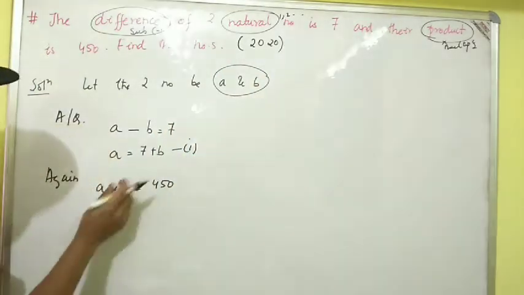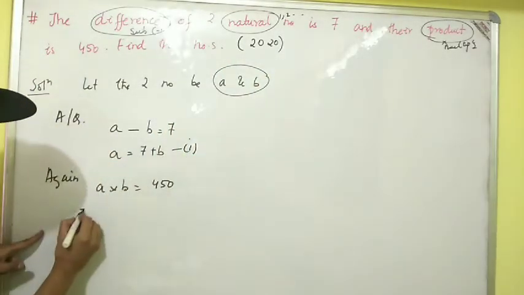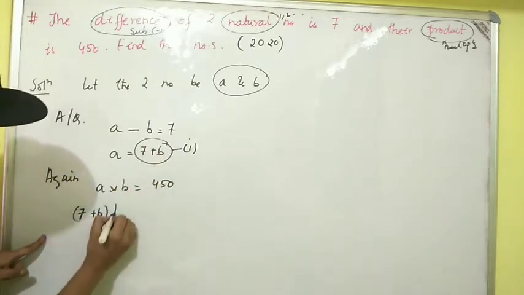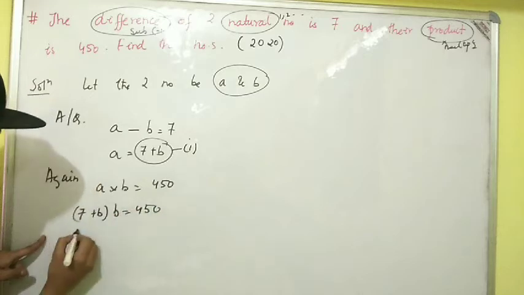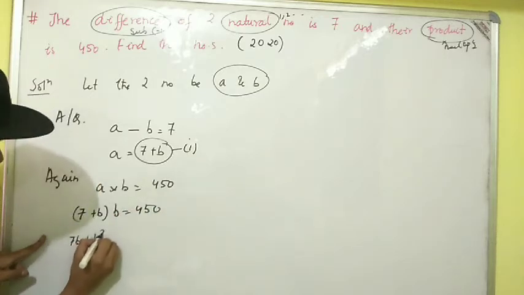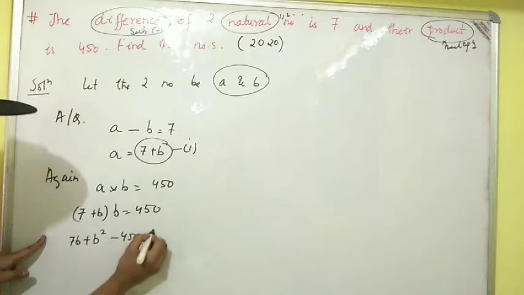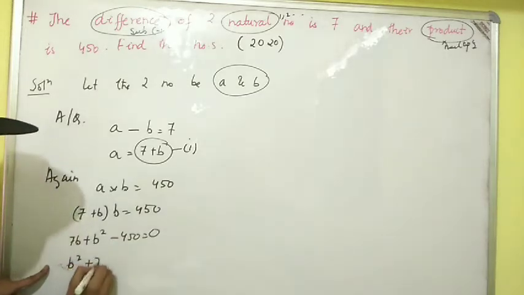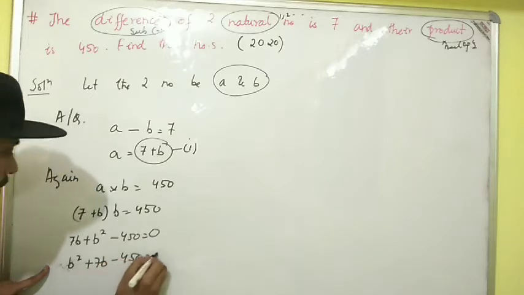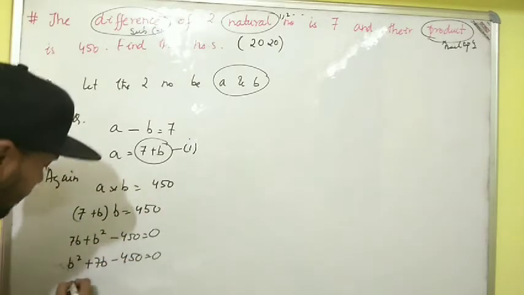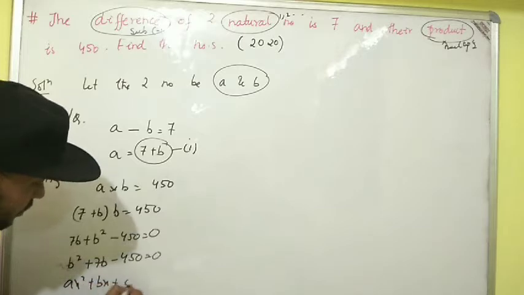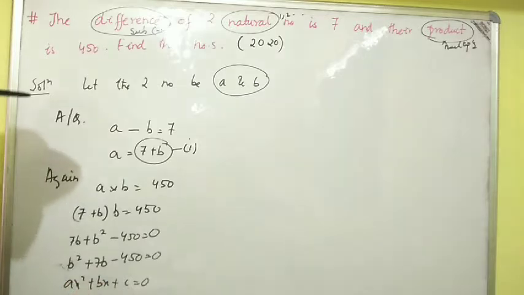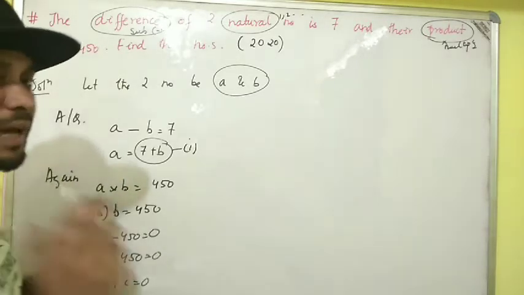Now find the numbers. What we'll do here is substitute the value. The value of A is 7 plus B, so we can put it here: 7 plus B into B is equal to 450. If you multiply, this is 7B plus B square equals 450. If we take 450 to this side, let's rearrange the terms. Remember the general formula, ax square plus bx plus c. We have to write all quadratic equations in this form, or reduce the quadratic equation to this form, so that it will be easy for us to find the value of the variable.